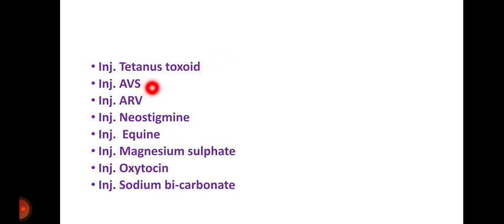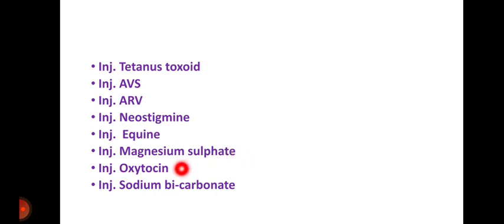In case of snake bite, injection anti-snake venom along with neostigmine is used, and in case of animal bite like dog bite, cat bite, etc., the anti-rabies vaccine is given, and along with that equine is given. Equine is given for those patients having animal bite with evidence of bleeding, and if there is no evidence of bleeding, only ARV is given. Then magnesium sulfate is used for pregnant women. I will discuss it later in detail.